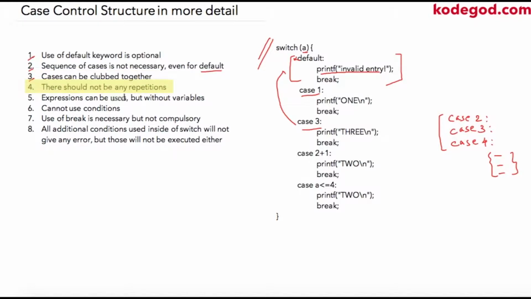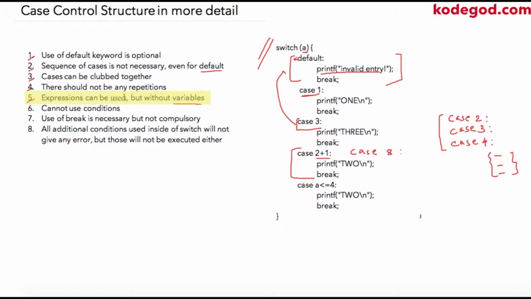Next point is there should not be any repetitions. Obviously when you're writing a case over here, you cannot repeat it again. You can also write a mathematical equation using constants only. So case 2 plus 1 is okay, but as it is going to evaluate to 3, which we have already written over here, the compiler will give an error. Alternatively, if the statement was like 2 plus 6, which will evaluate to case 8, that wouldn't have given us the error. So that was our fifth point, that expressions can be used but without variables.